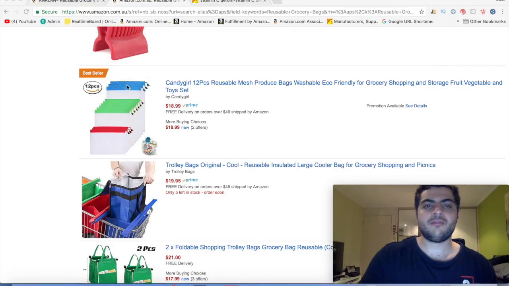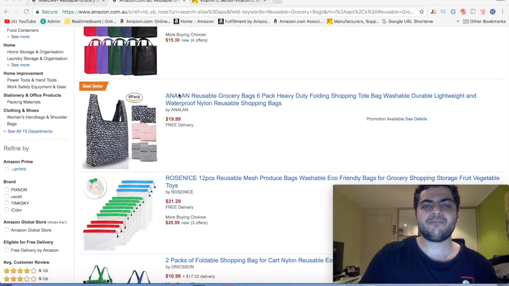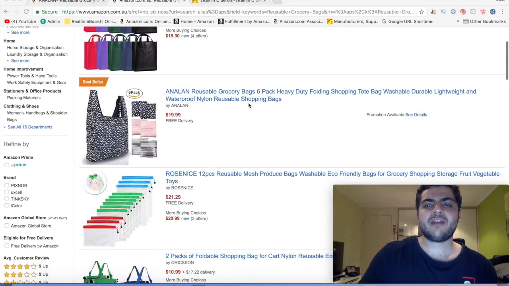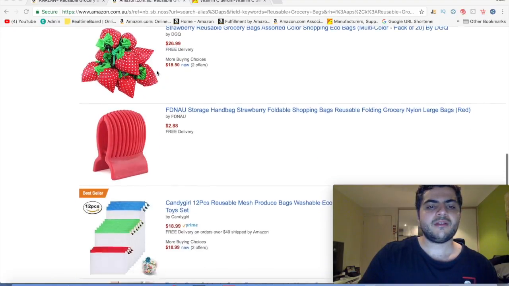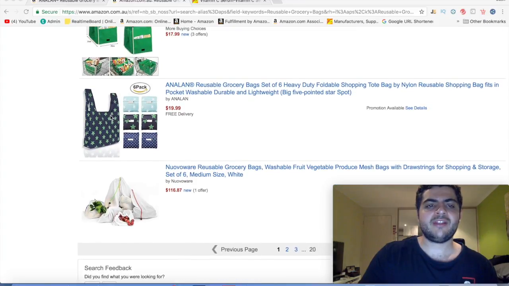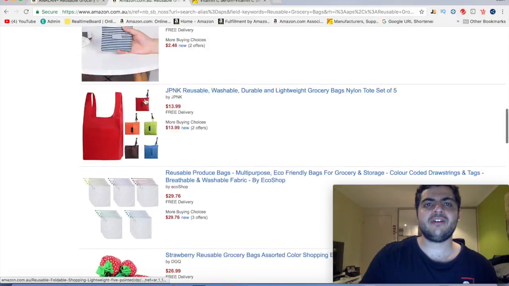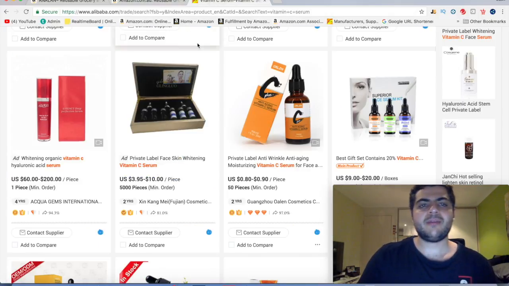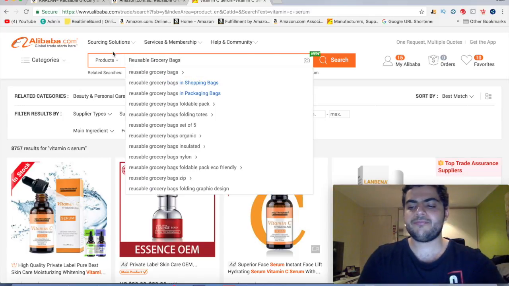So even products like this, which are selling really well, where do we go? Best sellers up here, 6-pack of heavy-duty folding shopping tote bags. Really there's not much competition. So that's one of the hot sellers, at $19.99. We're going to get these same keywords here, and we'll see if we can find something similar on Alibaba.